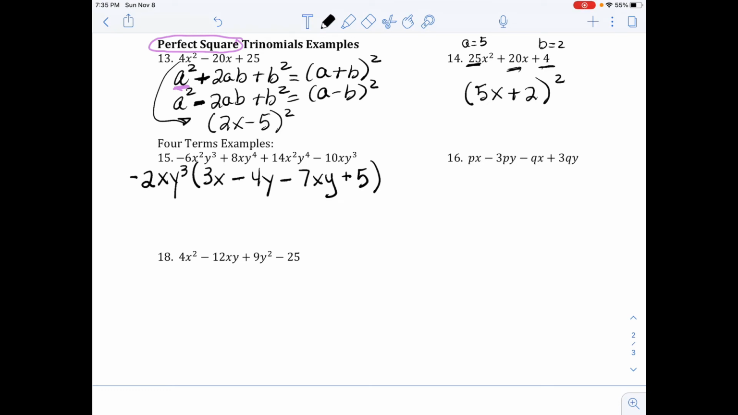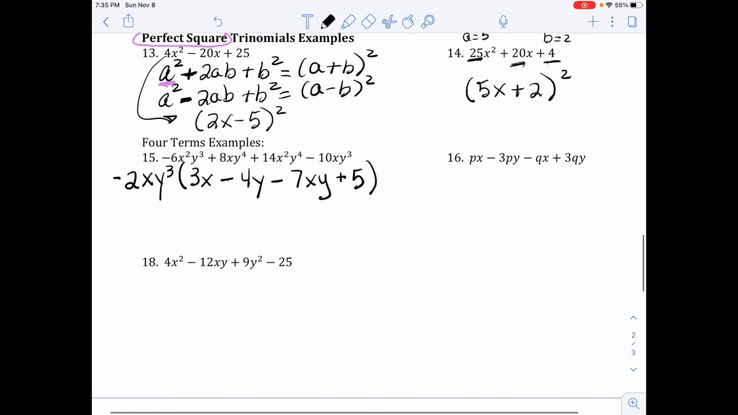Can you do anything with factor by grouping there? No. So we're just going to leave it. So sometimes it's just a GCF. All right, let's look at this one. Anything in common? P, Q, Q, but nothing in common between all 4 of them.